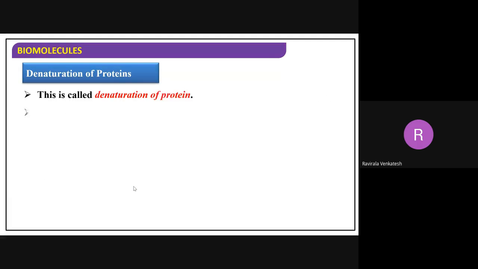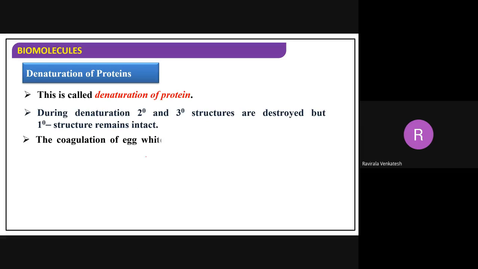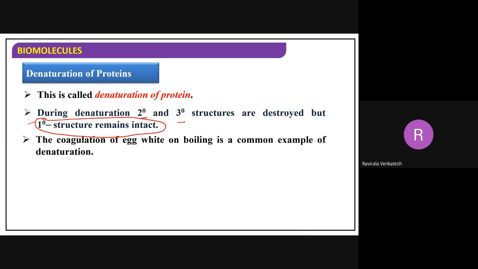Let me take some examples for this one. During the denaturation, secondary and tertiary structures are destroyed, but not the primary structure. This is useful for incorrect or correct statements like that. The primary structure you can't destroy by changing the temperature.